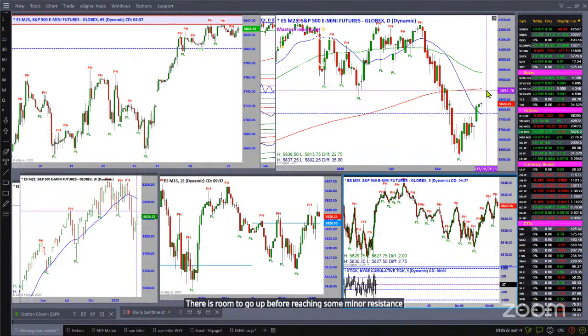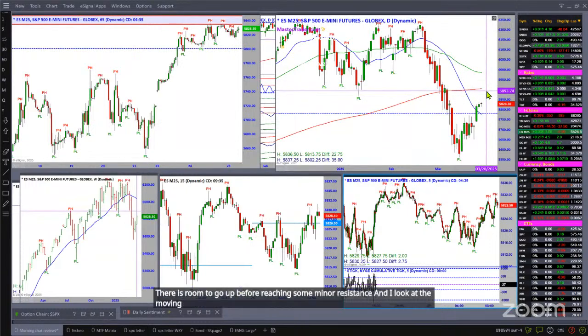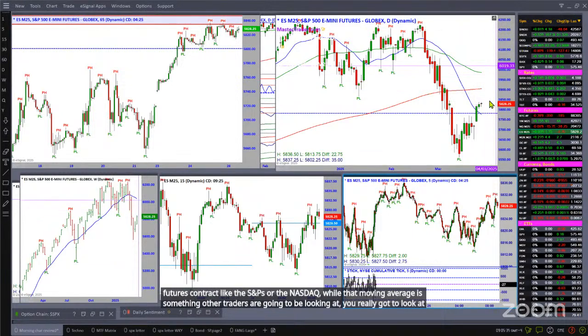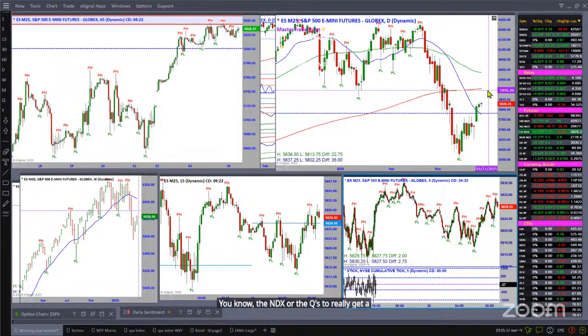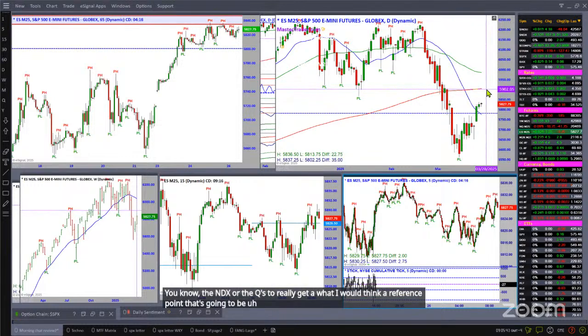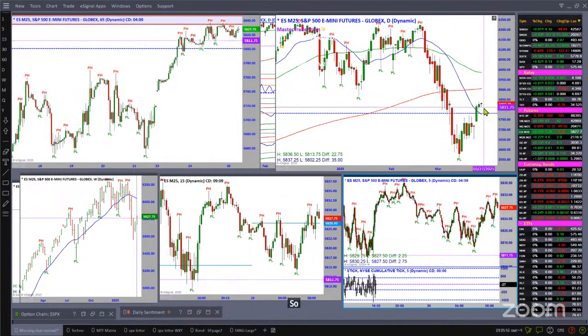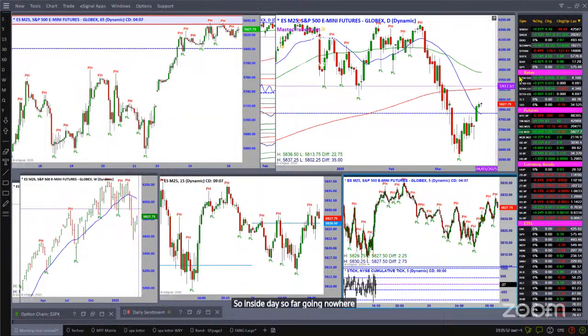And I look at the moving average. When you're looking at a futures contract like the S&Ps or the NASDAQ, that moving average is something other traders are going to be looking at, but you really got to look at the NDX or the Qs to get a reference point of greater influence, because that's what the rest of the world is looking at. So inside day so far, going nowhere, just marking time. Not very exciting.